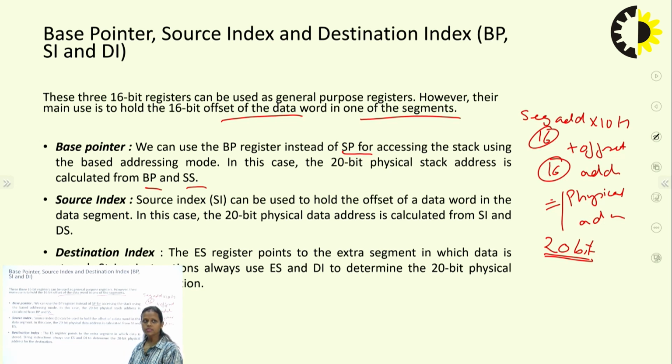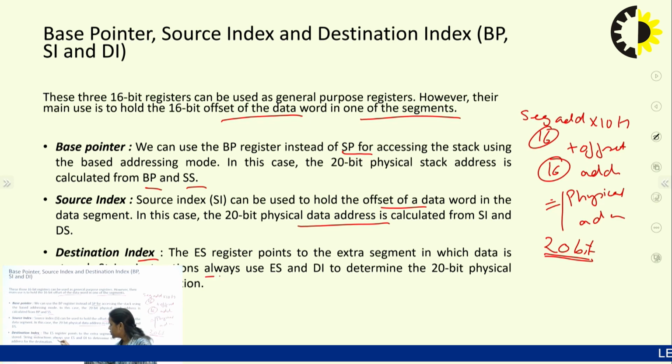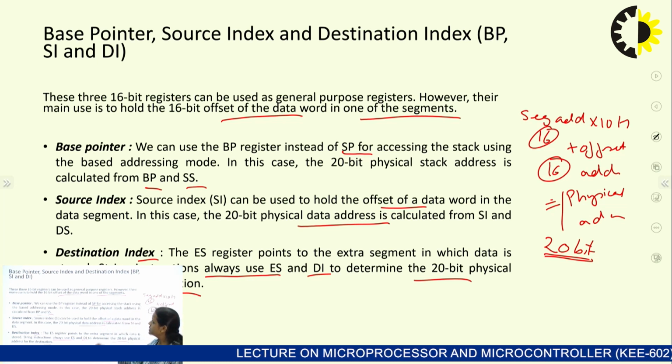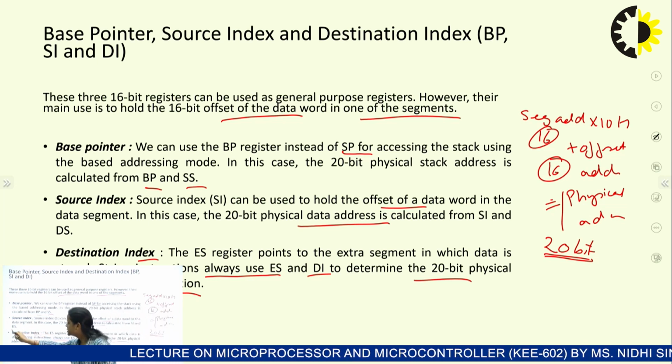Now coming to the source index. The source index can be used to hold the offset of the data word in the data segment. In this case, the 20-bit physical data address is calculated from SI and DS. Then we have the destination index. The extra segment register points to the extra segment in which the data is stored. String instructions always use the extra segment and destination index to determine the 20-bit physical address of the destination. So these are the index registers, right?